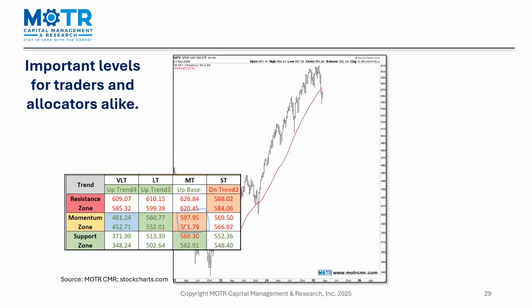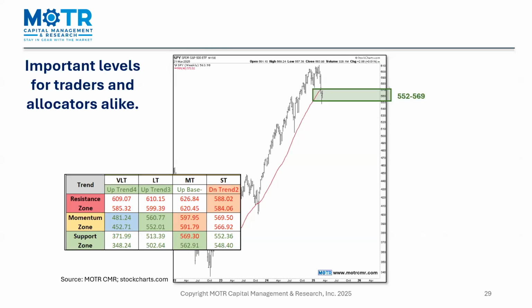So what's the line in the sand between this up base going like this as a base and then going higher again versus going into a base and then going lower? It's this zone right here. And so you can see that the Spider ETF is there right now. It's sitting right in the middle of it.